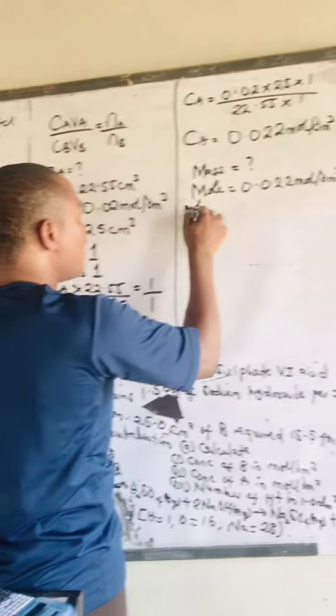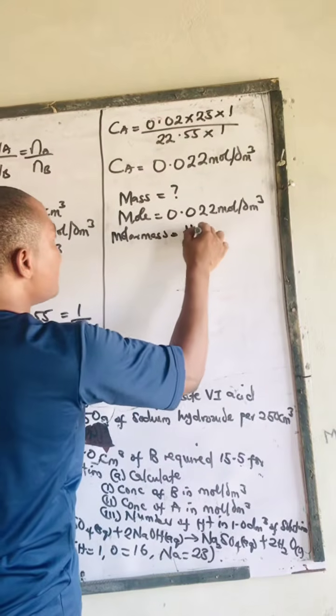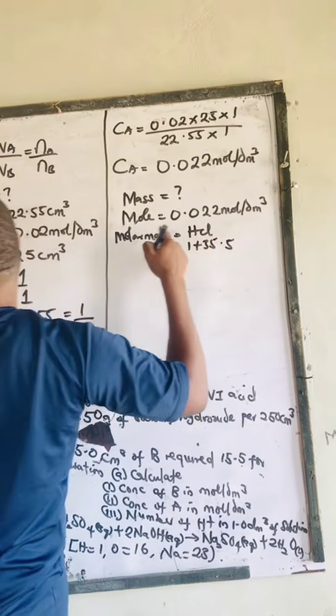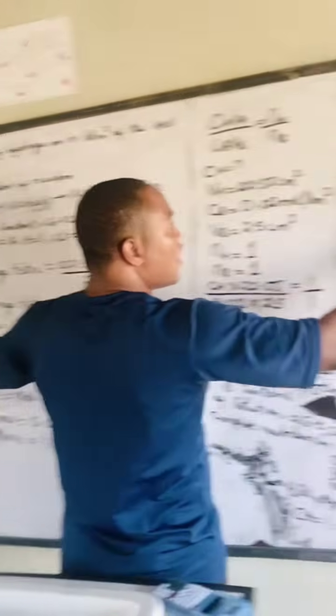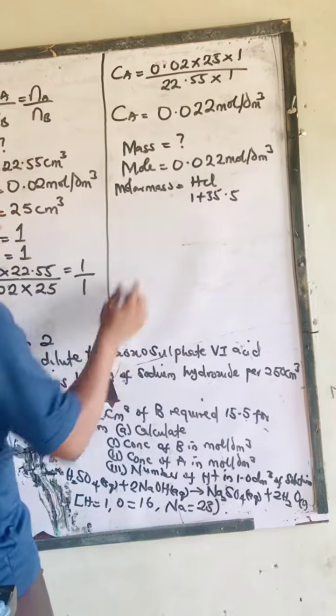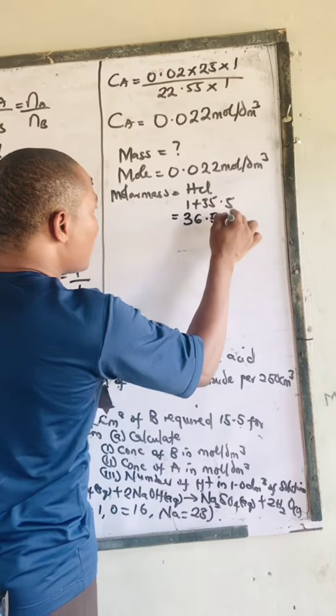Our molar mass now. Our molar mass is what? For HCl, you have 1 plus 35.5. This is given to us in the question. HCl is what? Hydrogen is 1 and chlorine is 35.5. So we are looking for the molar mass. We are adding the atomic masses together, and here we have 36.5 gram per mole.